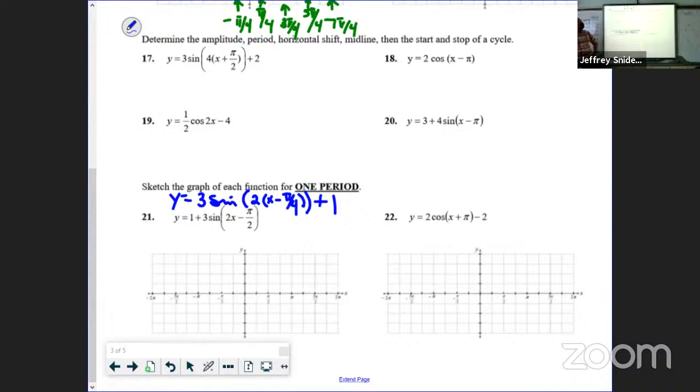Okay. All right, so on number 17, would everybody please write down what I want? Amplitude, period, horizontal shift or phase shift, right? Midline, where is it? And then where do you start and stop your cycle? So I'm asking you to write down basically A, B, H, K, all that stuff I'm doing before I graph it. That's what you're doing right here on number 17.